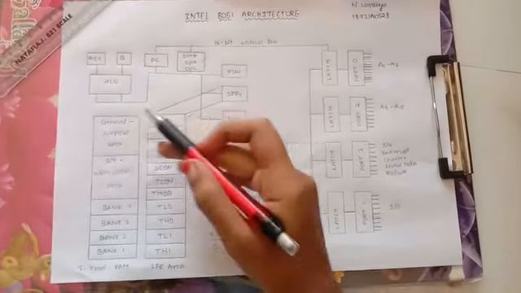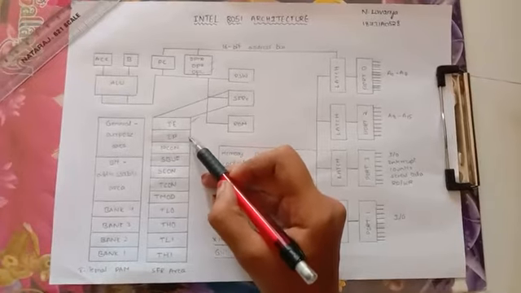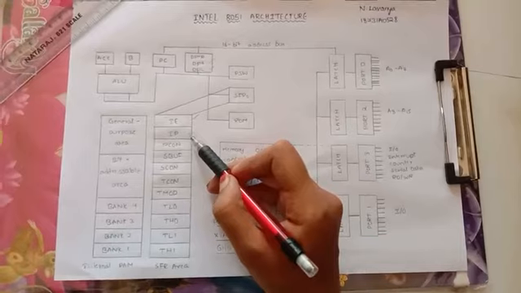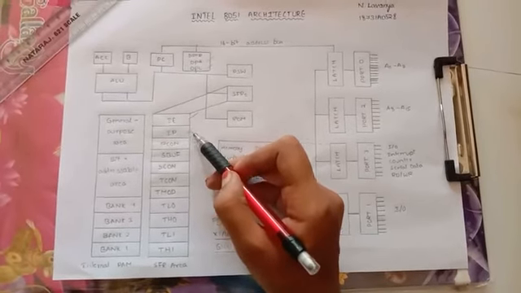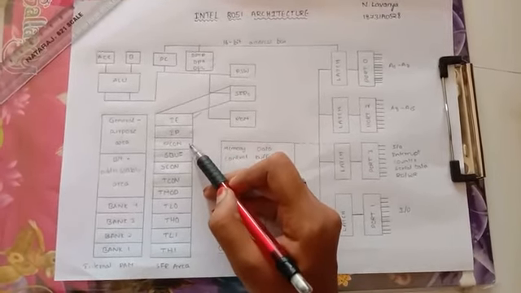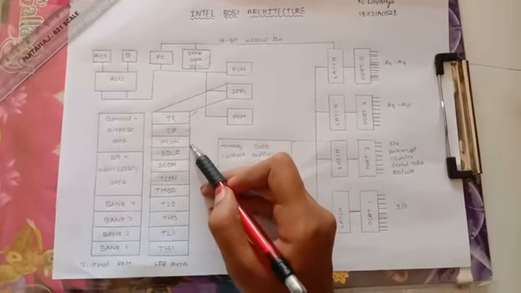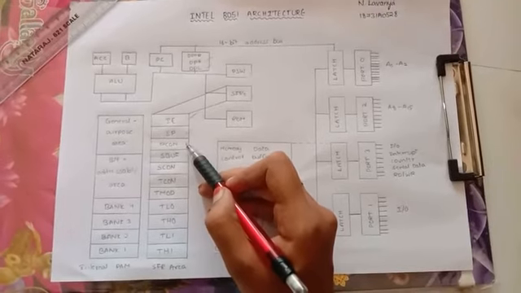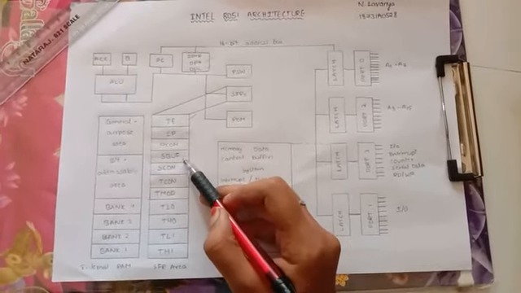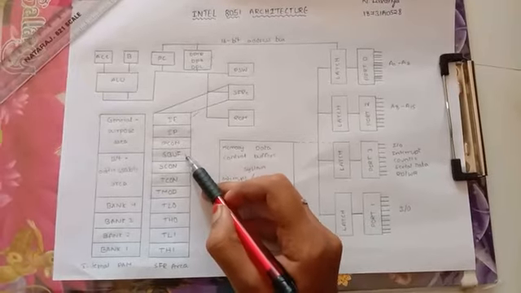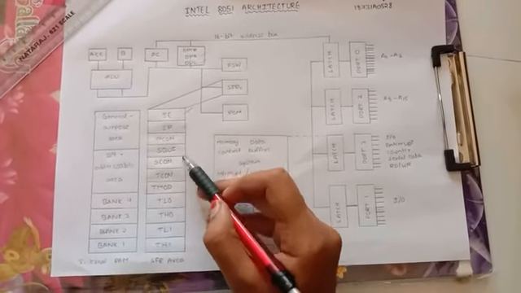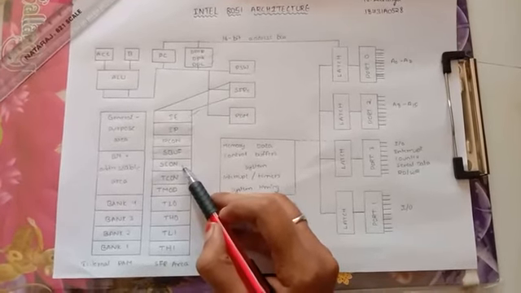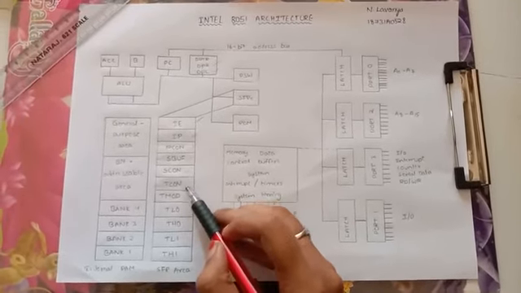And next, IP, interrupt priority. When more interrupts come at the same time, to give the priority, we use this register. Next, PCON, the power control register, to control the power related to the 8051 microcontroller. Next, SBUF, serial buffer. This register is used to store the serial data transmission. And SCON, serial control. This is used to control the serial data transmission.